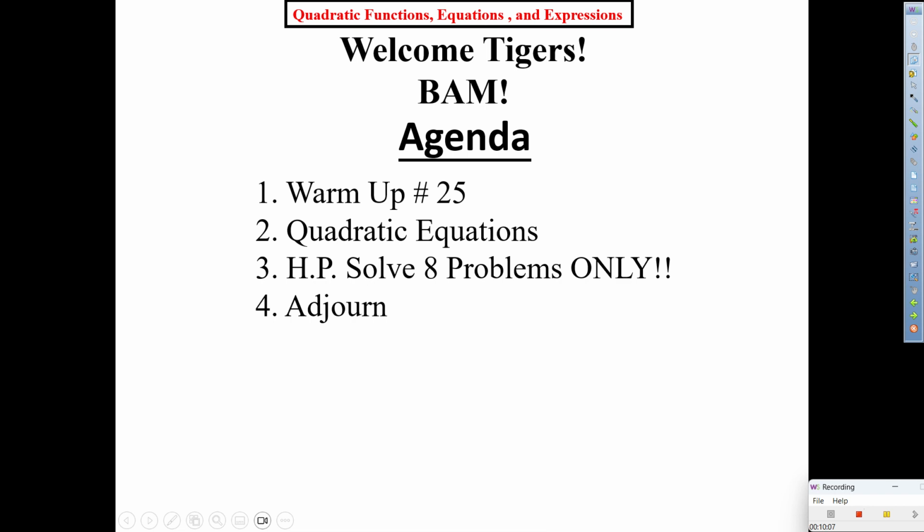Warm-up number 25 is done. Today we're focusing on quadratic equations. Because this week, guys, we're going to focus on systems of equations, linear and quadratic linear. Now, we've been working already with quadratic functions and linear functions, and we're going to be solving both this whole week. So I just want to make sure that we get some practice in just by solving quadratic equations by themselves.